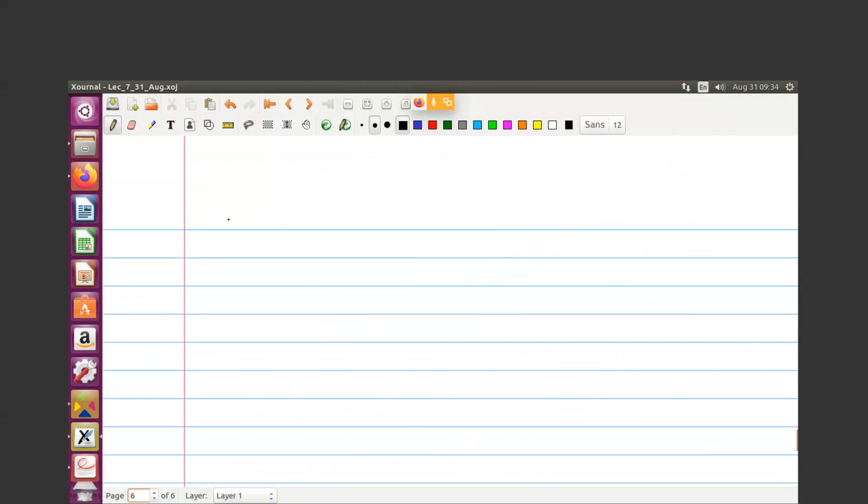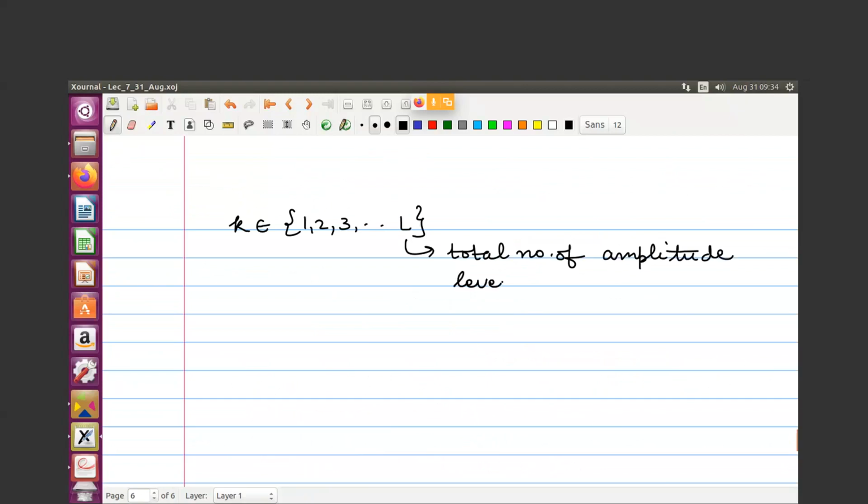Next, K belongs to 1, 2, 3, and this goes up to L. L is the total number of amplitude levels used in the quantizer.